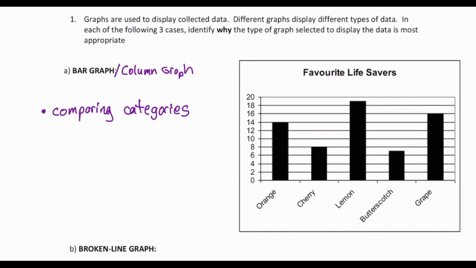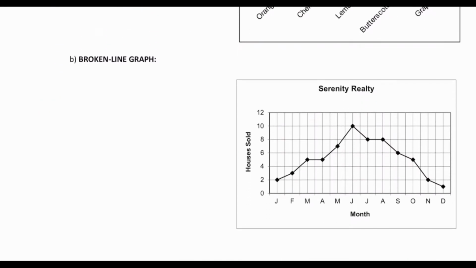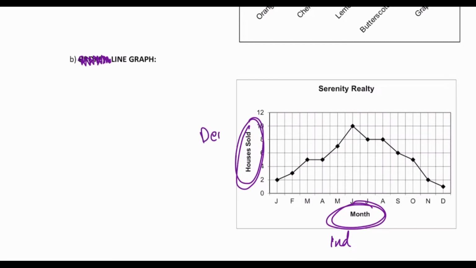Next up, and this handout calls it a broken line graph. I'm just going to call it a line graph. When would I use a line graph? So you've seen these in math class before. They're used to compare variables. So I'm looking at how does the number of houses sold depend on the month. So x-axis is my independent variable. Y-axis is my dependent variable.